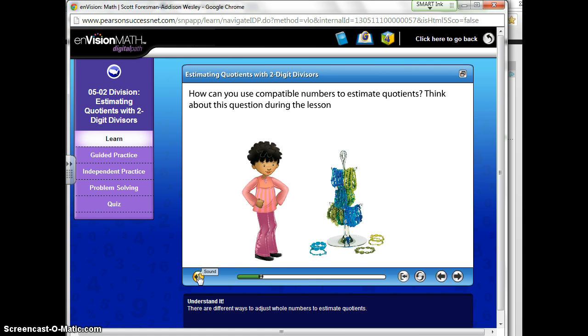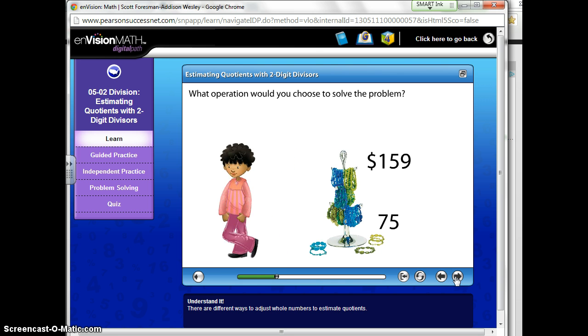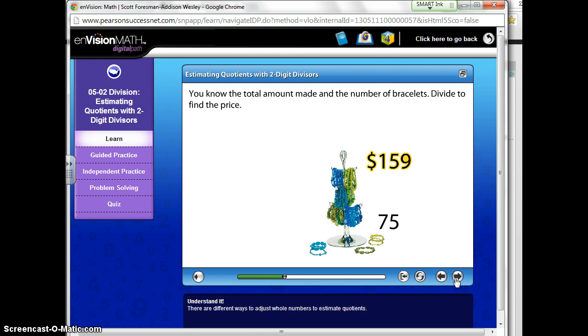How can we use compatible numbers to estimate quotients? Let's think about this question during the lesson. So this lady Betty made $159 just by selling 75 bracelets. Now each bracelet costs the same, so about how much did she charge for each bracelet? First of all, what operation are we going to use to solve this problem, Cole? We're going to use division. We know how much she made, and we know how many bracelets she made. That's the information we know. So about how much means we can use an estimate or some compatible numbers.